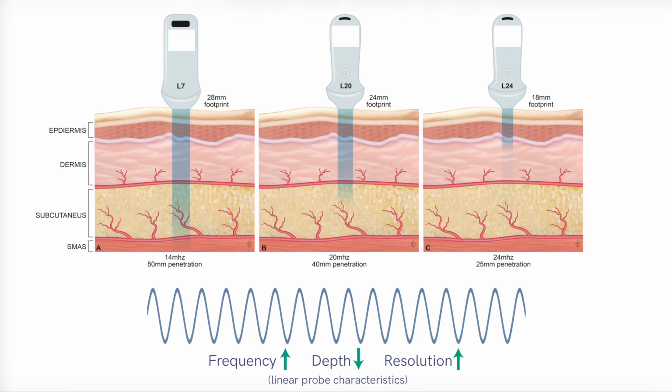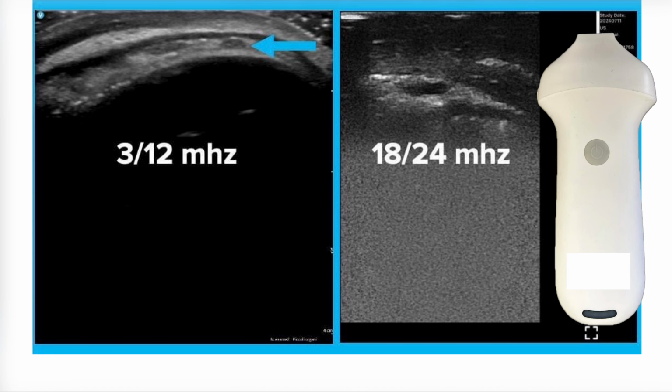This is a graphical representation. With a 14 MHz probe, we have about 8 cm of penetration. With 20 MHz, around 4 cm, and with 24 MHz, approximately 2 cm. Here you can see a comparison between two portable probes.